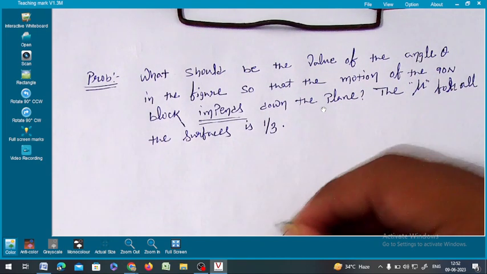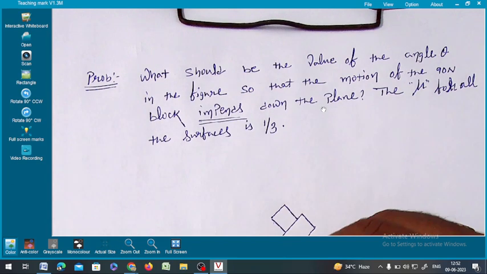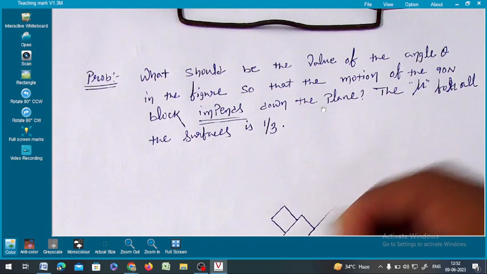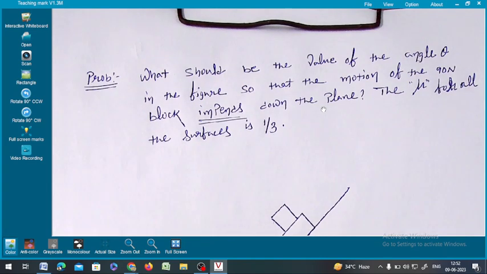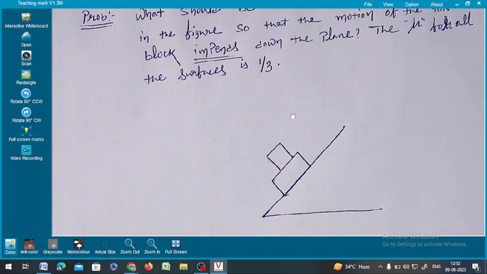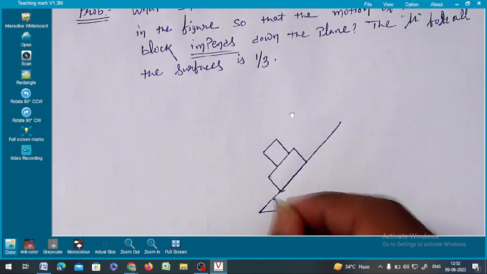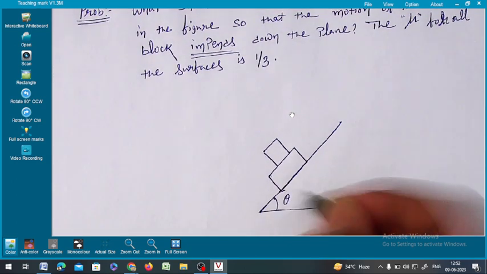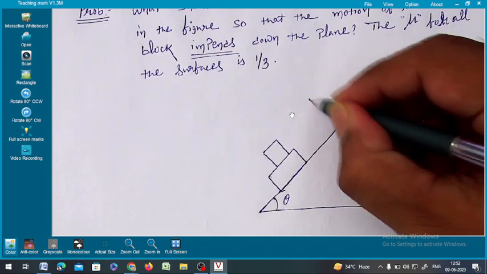So draw the diagram. You have written the question, all of you? Yes, sir. Please draw the diagram. He is saying to find out what this angle theta is. See, if you can do this problem, you can do any kind of problem of inclined plane.